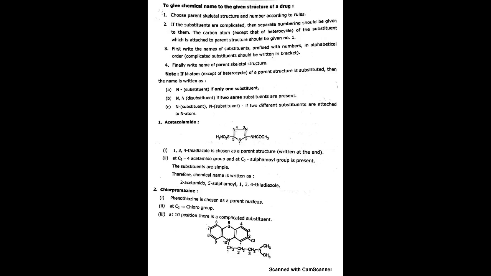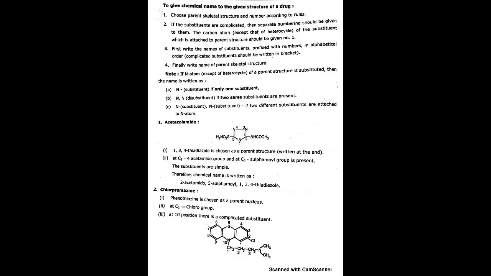Sulfur stands for thia. Next is 2 nitrogens. Nitrogen stands for aza, but since there are 2 nitrogens, we'll write di. So the parent ring or the parent structure becomes 1,3,4-thiadiazole. Azole stands for unsaturated, meaning containing double bonds and a 5-membered ring. So 1,3,4-thiadiazole is chosen as your parent structure as per the first rule.